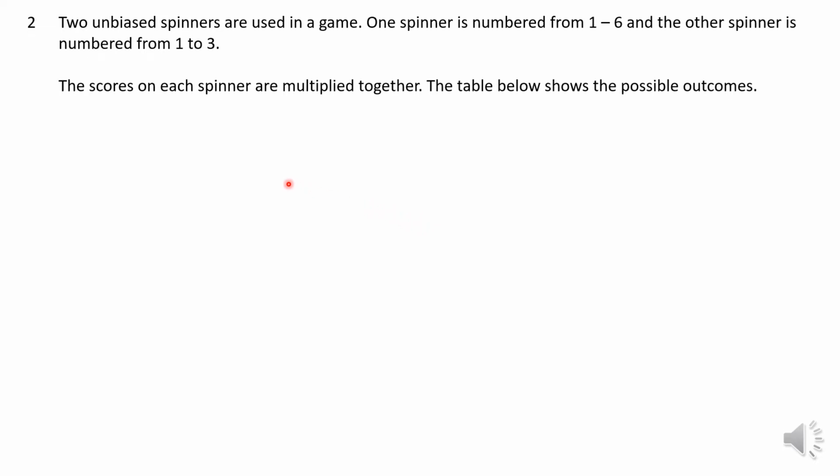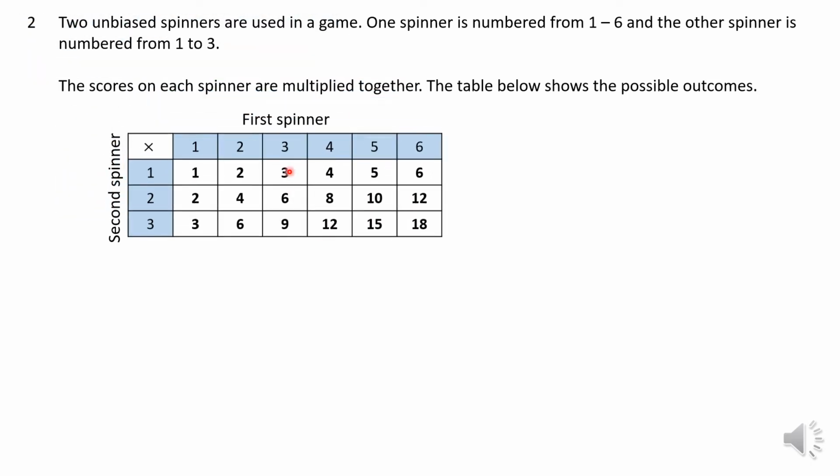Question 2. Two unbiased spinners are used in a game. One spinner is numbered from 1 to 6 and the other spinner is numbered from 1 to 3. Then the scores, remember they are being multiplied together, are recorded in the table. So you have the first spinner from 1 to 6 as you can see here, the second spinner from 1 to 3, and once you multiply, like 1 times 1 is 1, 3 times 2 is 6. All of these are the possible outcomes.